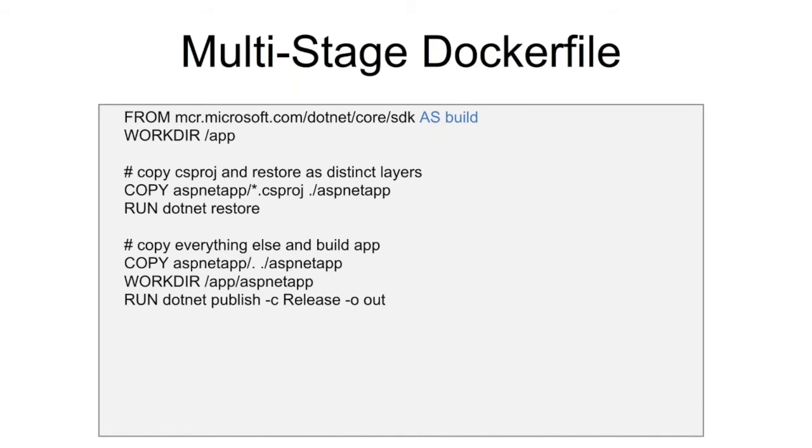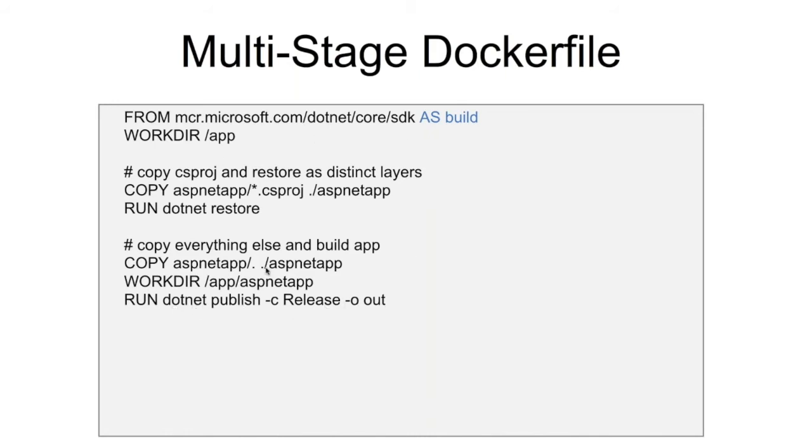All right, so you'll notice right up top a new little item here, as build. So we have the SDK. We're going to copy our CS proj into a working directory. So we have app/ASP.NET app, and then we're going to run .NET restore. Okay, that's going to get all our NuGet packages, of course. Then we're going to copy in the rest of the code into here. Now I'm assuming on my local machine I have this folder called ASP.NET app. And then we're going to run the .NET publish to the out folder.